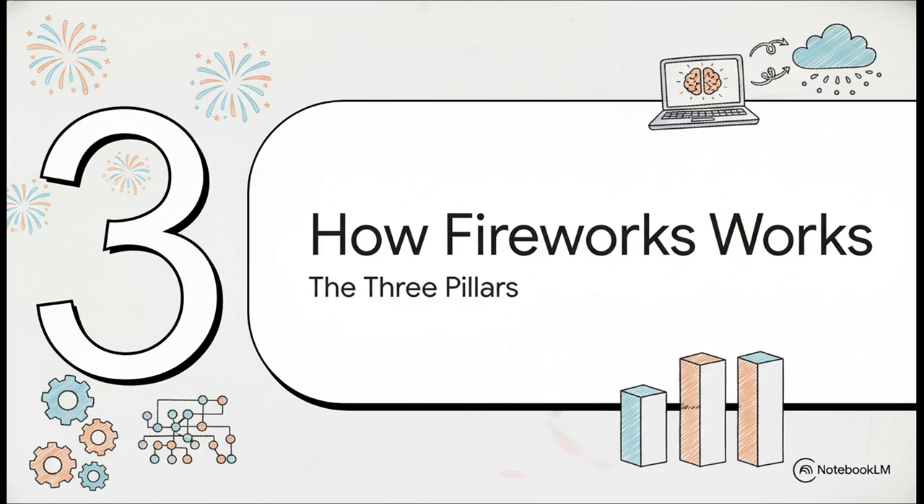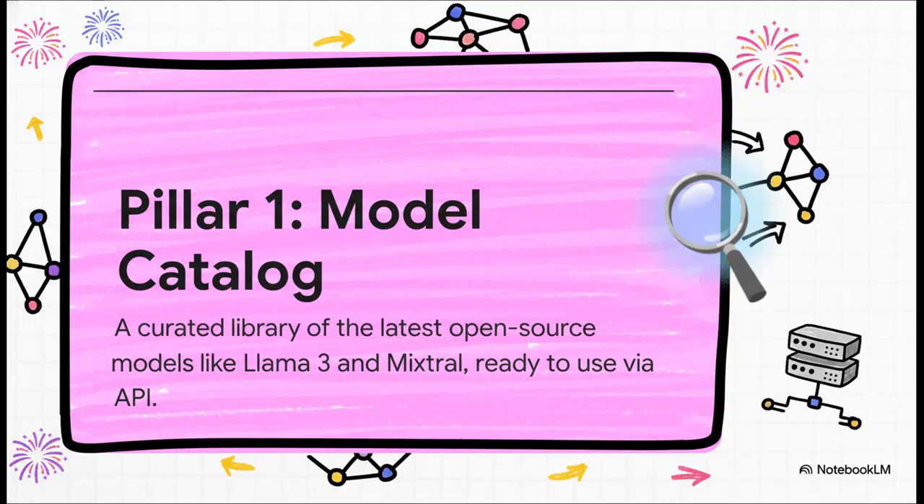Okay, so how do they actually do it? How does Fireworks deliver that kind of speed and reliability that you need for production? Well, it really boils down to three key pillars that all work together. Pillar number one is their model catalog. Now, this isn't just some random list. It's a hand-picked, curated library of the best and most powerful open source models out there, all ready to go. We're talking Llama 3, Mixtral, code-specific models. They're all optimized and just waiting for you. No downloads, no setup, just a simple API call away.